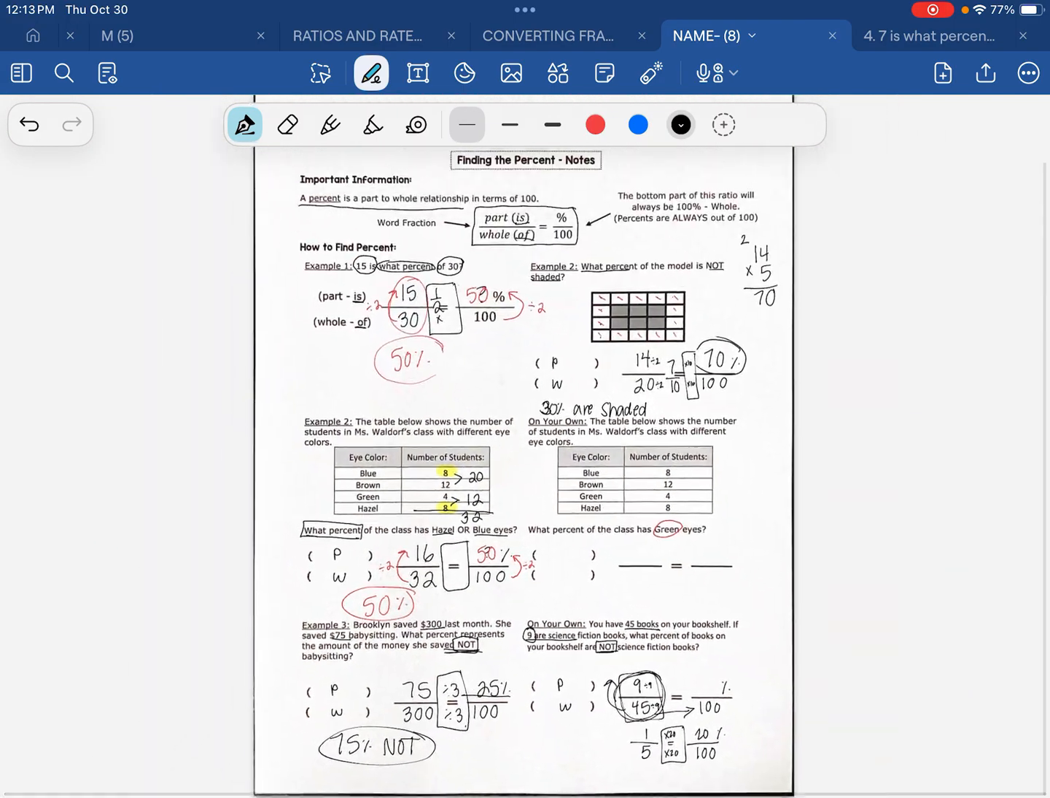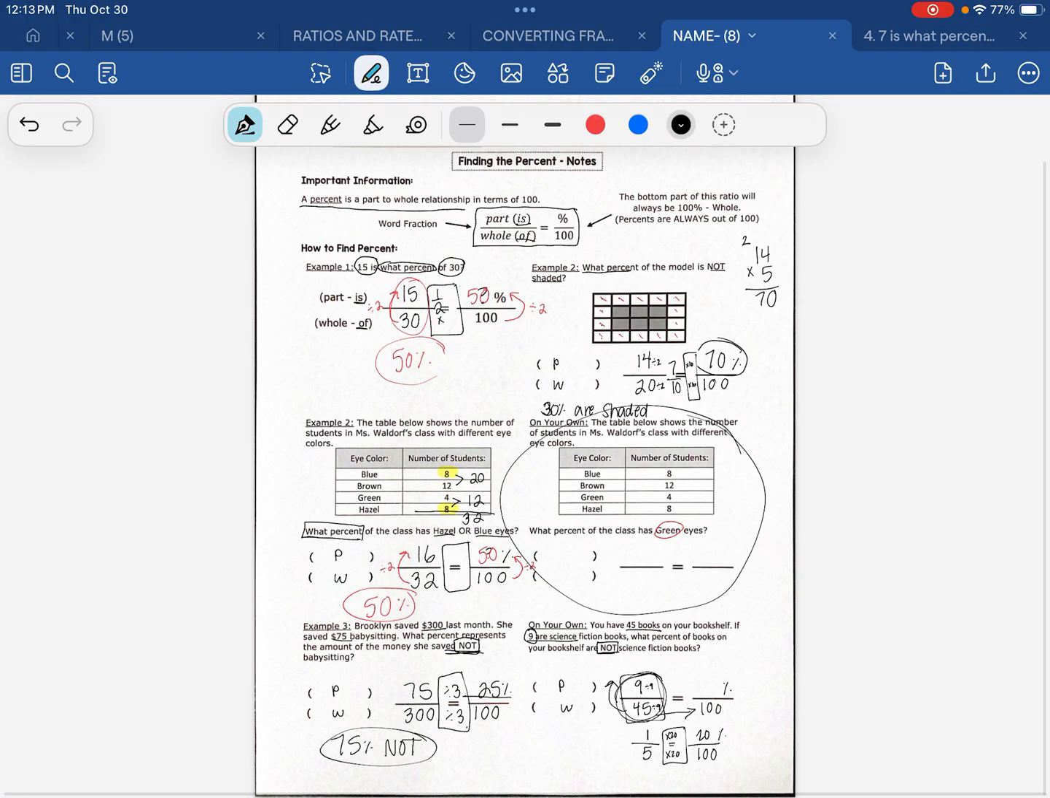Okay, once you finish this video, this question needs to be completed, and you're going to glue this into your journal. And then next you'll work on the practice page. You're going to do the front and the back. If you finish it in class, you're going to turn it in. If you don't, you're going to hold on to it until Monday.